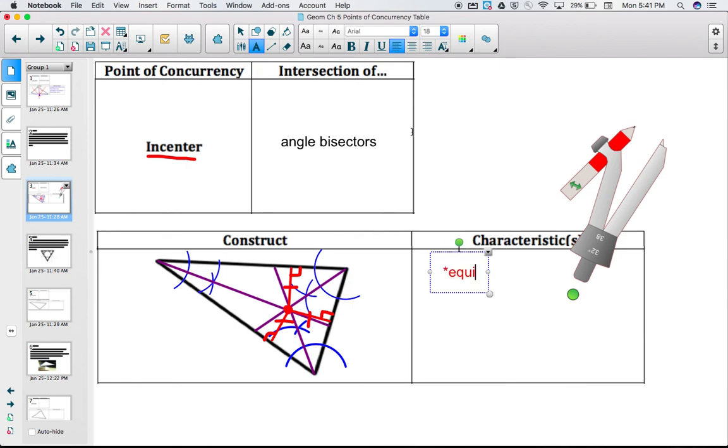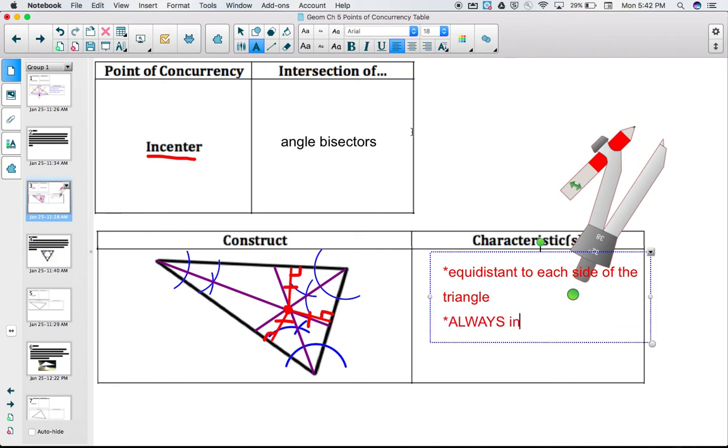It's equidistant to each side of the triangle. And secondly, it's never going to be outside. It's actually always inside of the triangle, hence the name, the incenter.